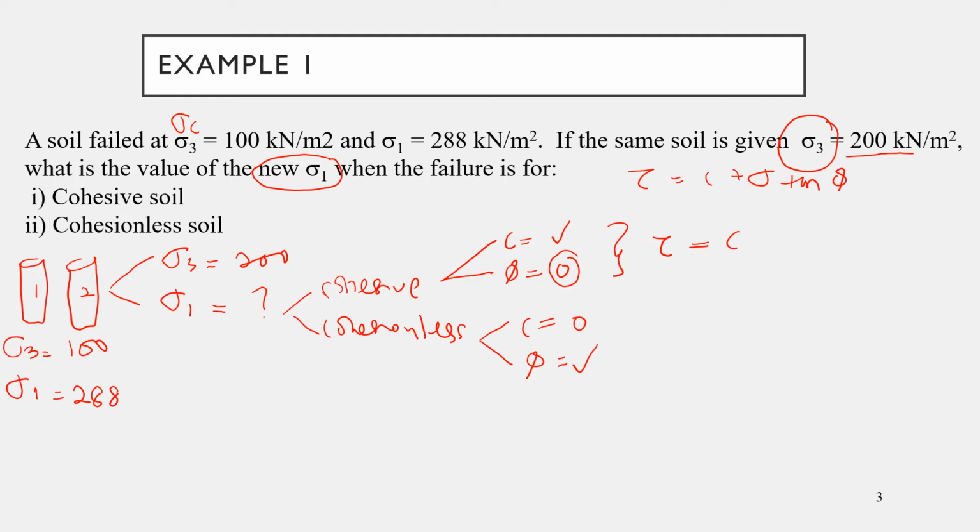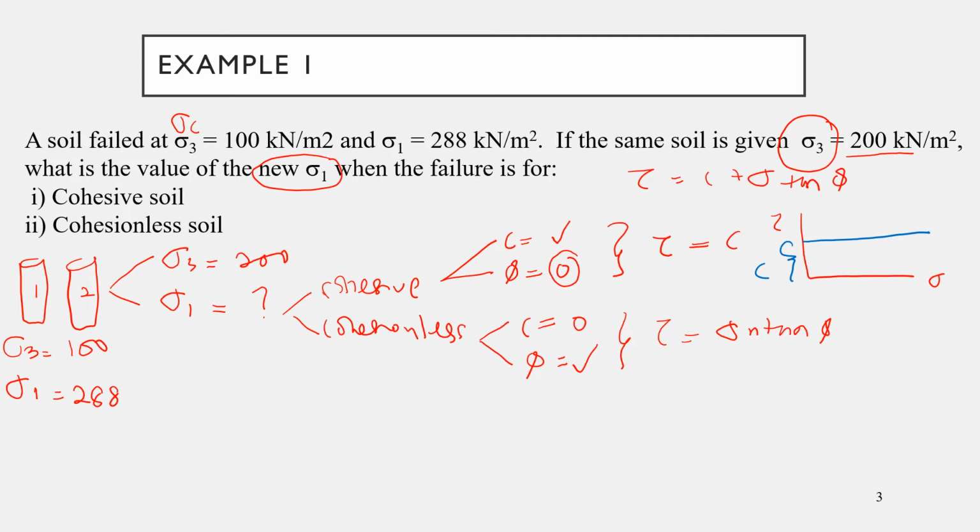Okay, for cohesionless soil, the shear strength would be normal stress multiplied by tangent of the friction angle because you have no C value. Therefore, if you analyze it in the Mohr-Coulomb diagram, this is your Mohr-Coulomb diagram for cohesive soil. So the failure line for cohesive soil would be parallel to your normal stress axis, which is the x-axis, because you only have a C value.